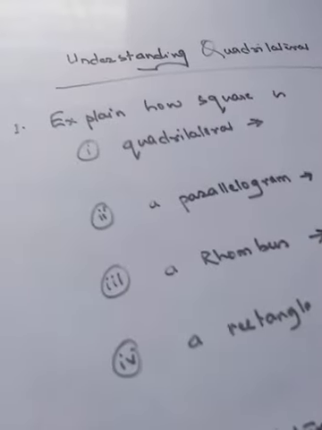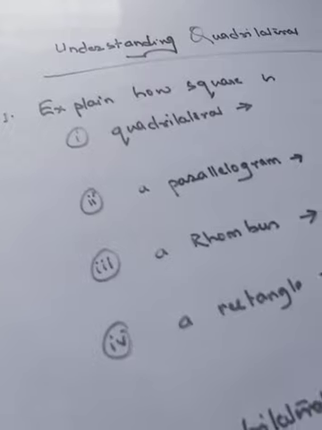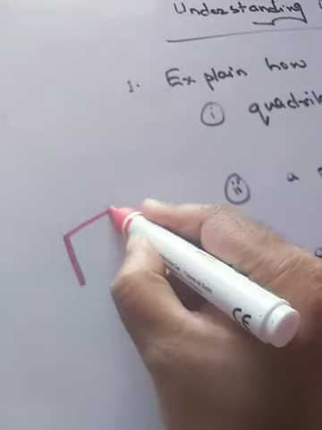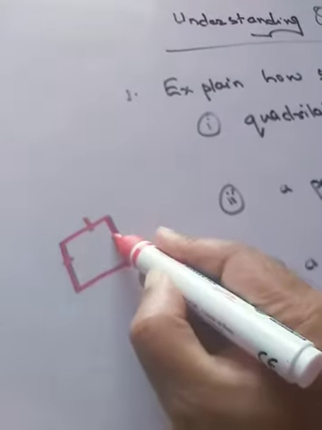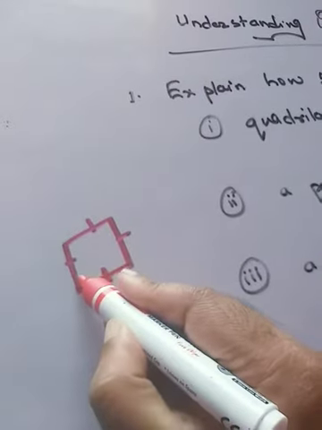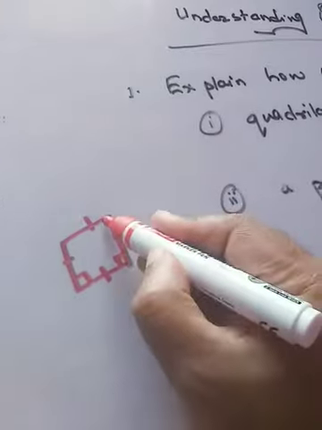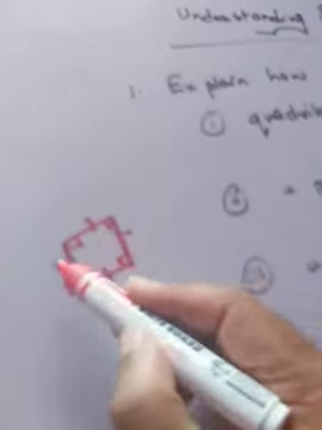So let's try to answer the first question. Explain how square is a quadrilateral. Before that, we need to see what a square is. A square is a shape in which all the sides are equal, isn't it? All the angles measure what? 90 degrees, isn't it? And all the sides are equal, and opposite sides are parallel. Fine, so this is all about a square.